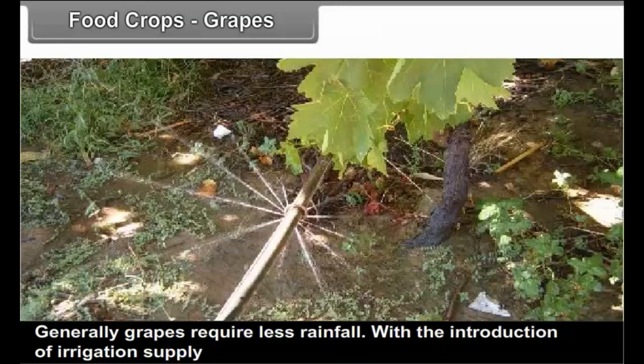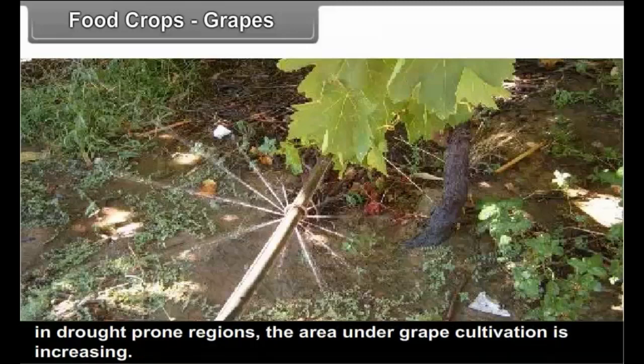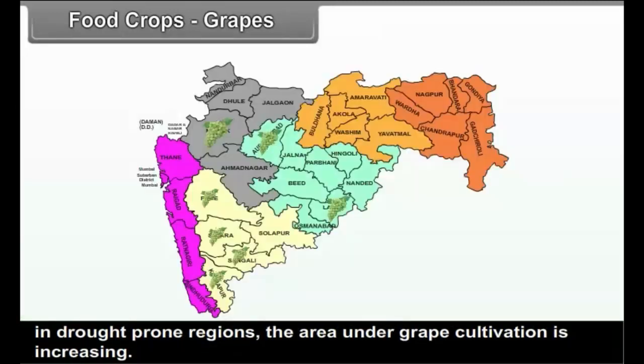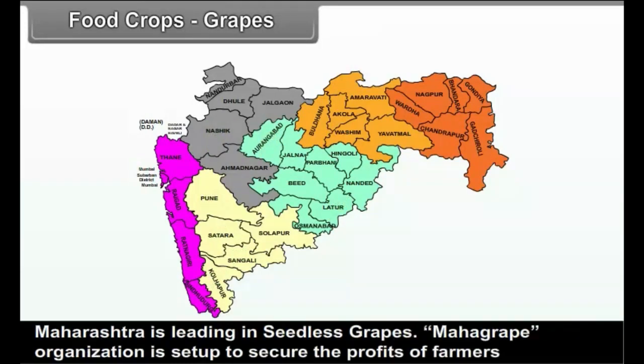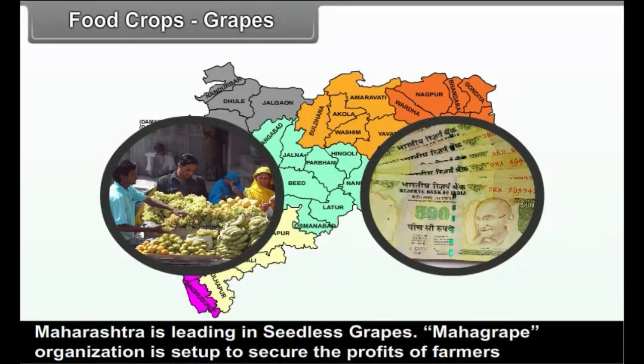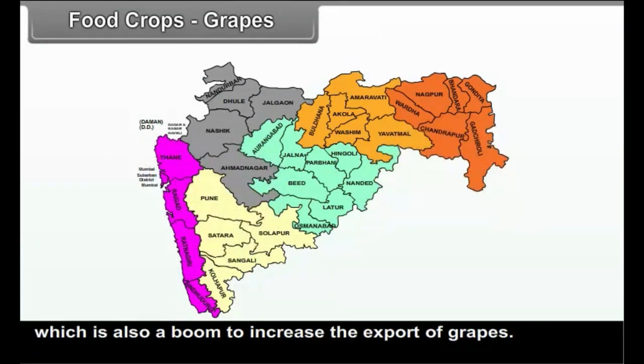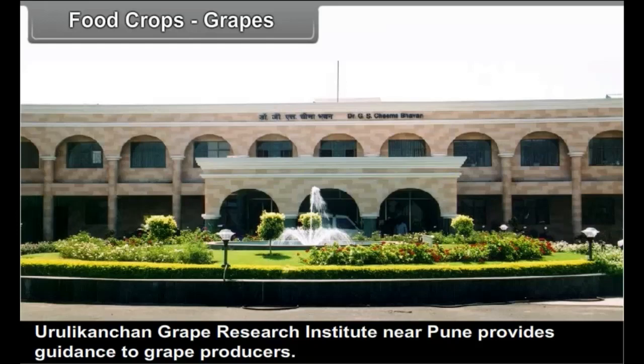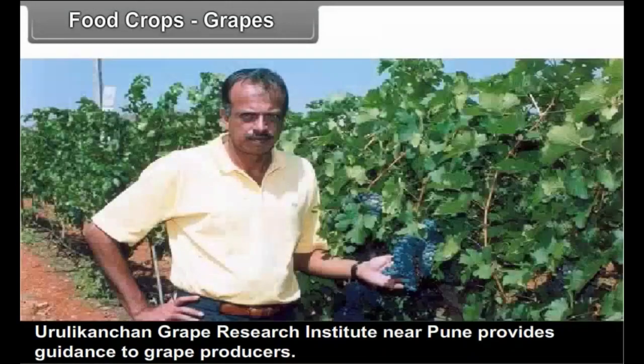With the introduction of irrigation supply in drought-prone regions, the area under grape cultivation is increasing. Maharashtra is leading in seedless grapes. Mahagrape organization is set up to secure the profits of farmers, which is also a boon to increase the export of grapes. Uruli Kanchan Grape Research Institute near Pune provides guidance to grape producers.